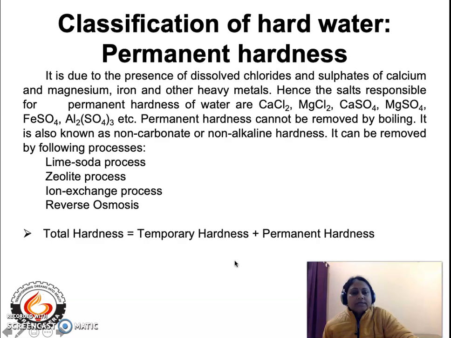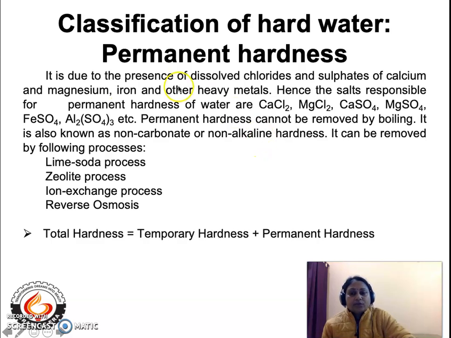Now, permanent hardness, as the name suggests, is when we boil the hard water and the hardness is not removed. It is because of the presence of the chlorides and sulfates of calcium and magnesium, and to some extent iron, manganese, or aluminium. So what are the salts responsible for permanent hardness? They are calcium chloride, magnesium chloride, calcium sulfate, magnesium sulfate, ferrous sulfate, aluminum sulfate, etc. As I said, it is not removed by boiling, and it is also known as the non-carbonate or the non-alkaline hardness.